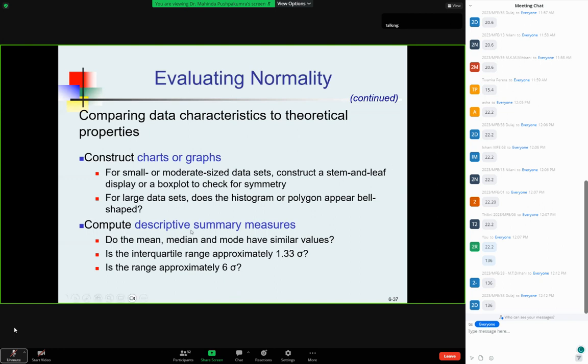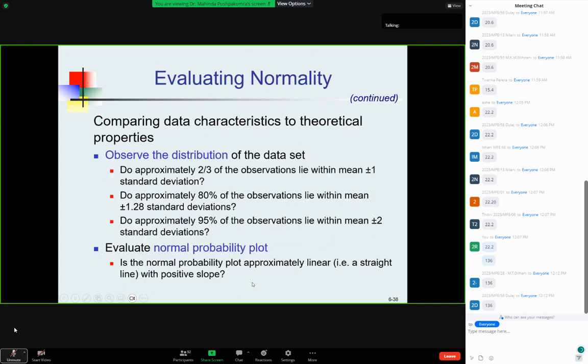Then the descriptive summary measures. We can compute the mean, median, mode. We can check whether mean, median, mode are similar. Is the interquartile range approximately 1.3 standard deviations? And also another one is whether the range is approximately within 6 standard deviations.